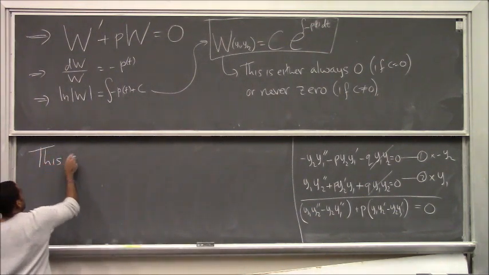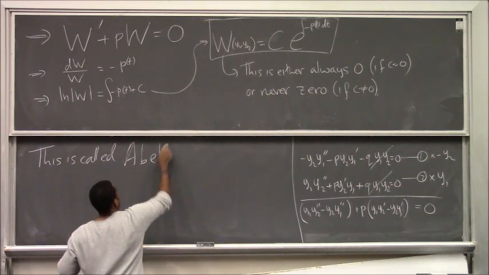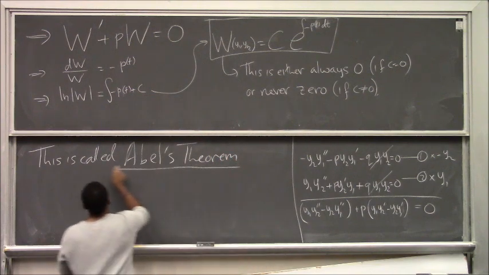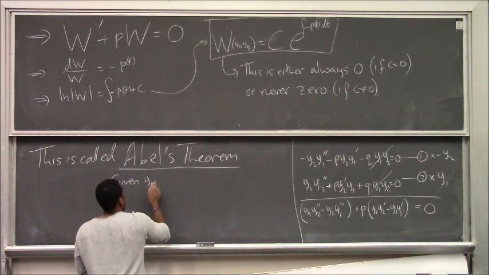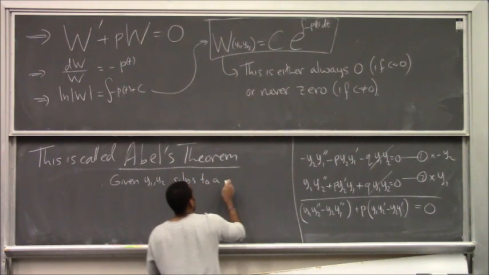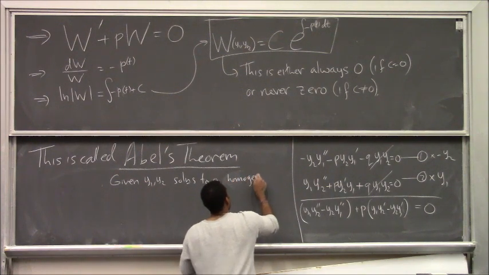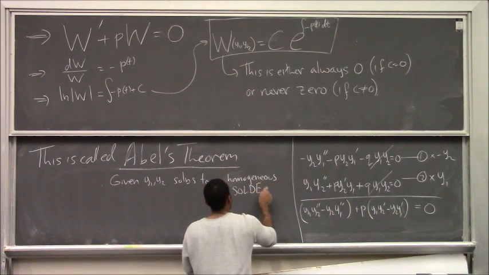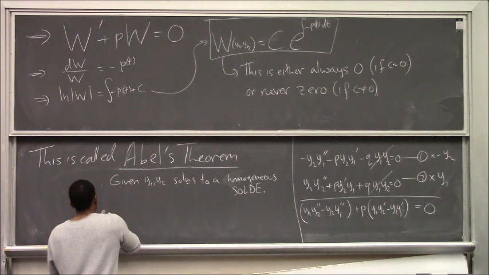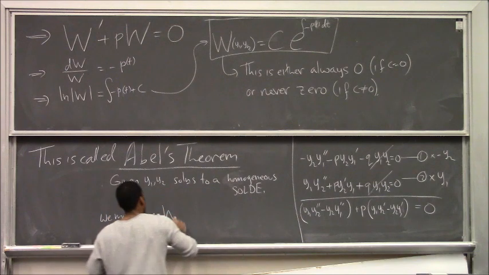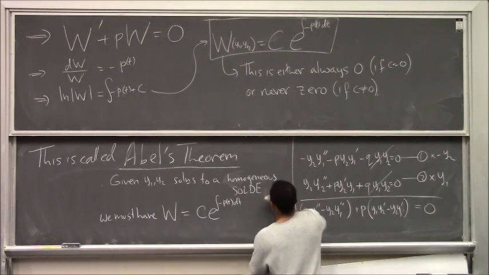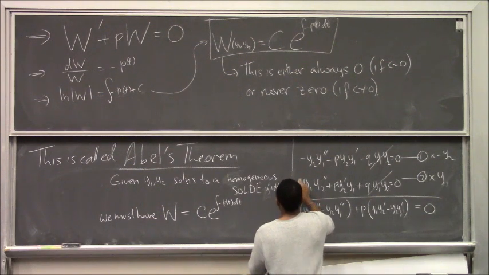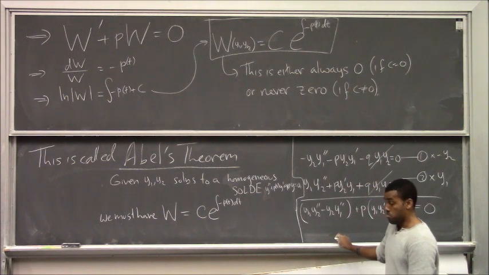So this is called Abel's theorem. Which means, given y1, y2 solutions to a homogeneous equation, we must have that the Wronskian is expressible in this form, specifically for the equation y double prime plus p of t y prime plus q of t y equals 0. And that's a theorem.